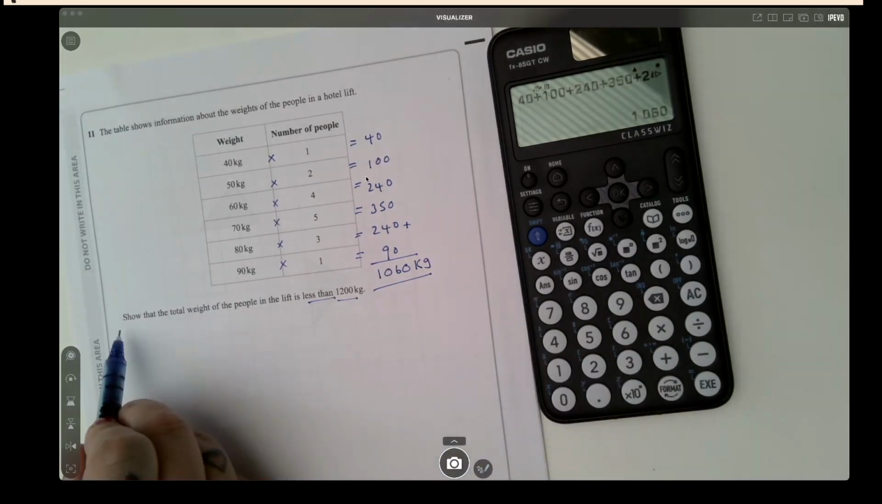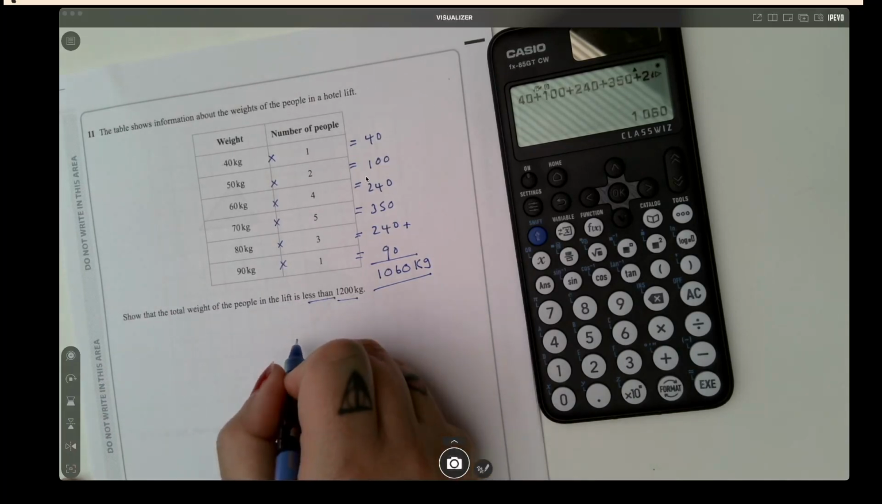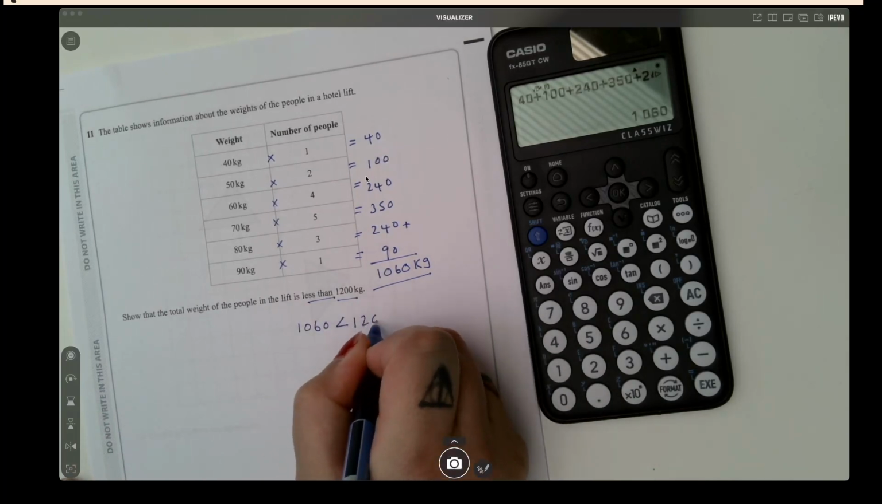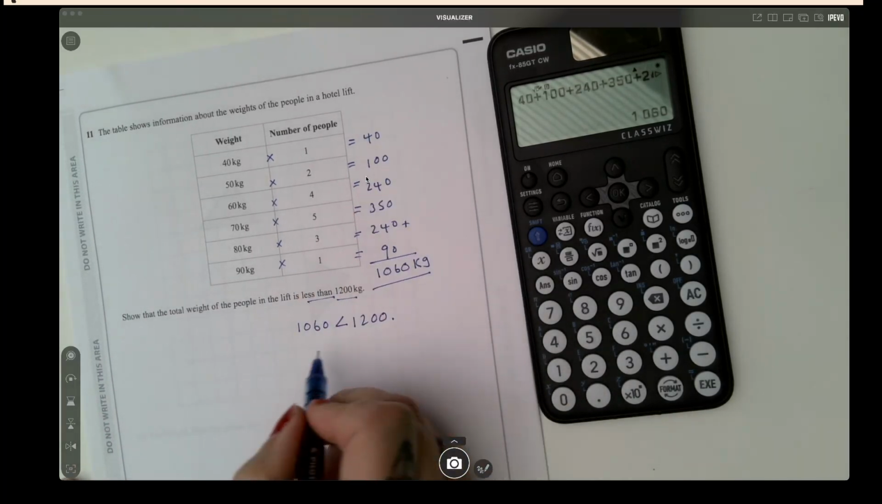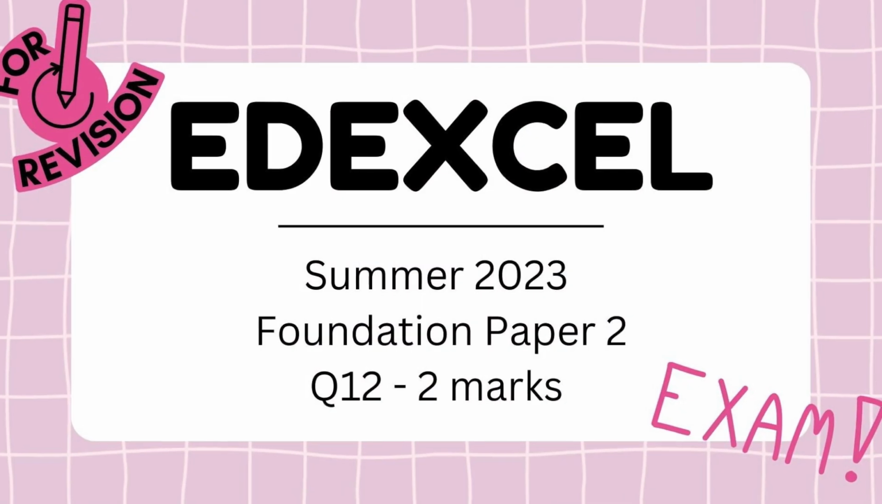1,060 kilograms. Show that the total weight of people in the lift is less than 1,200 kilograms. Well, 1,060 is less than 1,200. We've shown all our working out. We've put a little bit of a statement, so we're good to go.